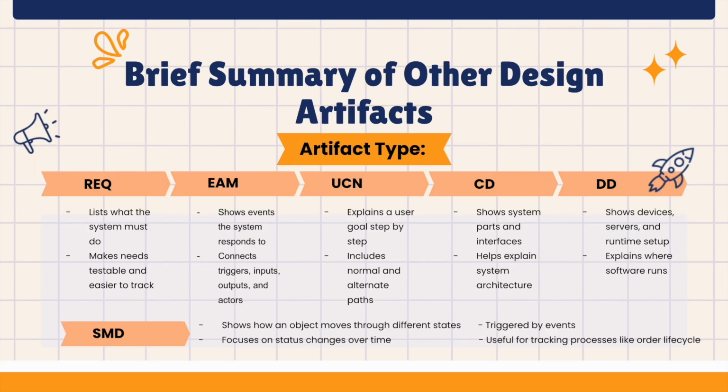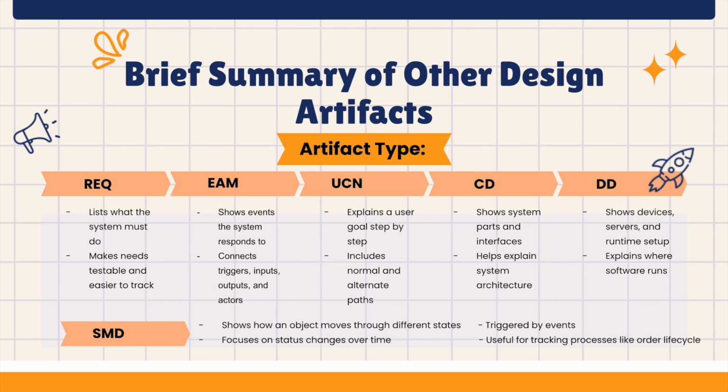And next we have some other design artifacts. The requirements documents list what the system needs to do and make those needs easier to test and track. The event analysis matrix shows events that the system responds to, along with triggers, inputs, outputs, and actors. The use case narrative explains the user goal step by step, including normal and alternate paths.